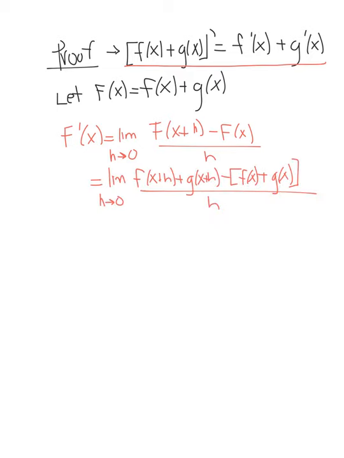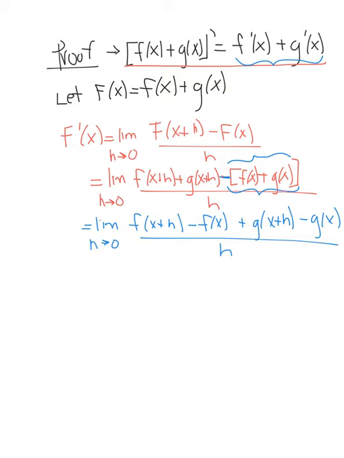So as you can see in this next line that I wrote here, I've just plugged in the information that I've given. I just wanted to remind you that I did use square brackets here so that I could remember that this whole thing is being subtracted. In the next line, since my goal is to get what I have here on the right-hand side, I am going to be grouping all of my f's together and all of my g's together.